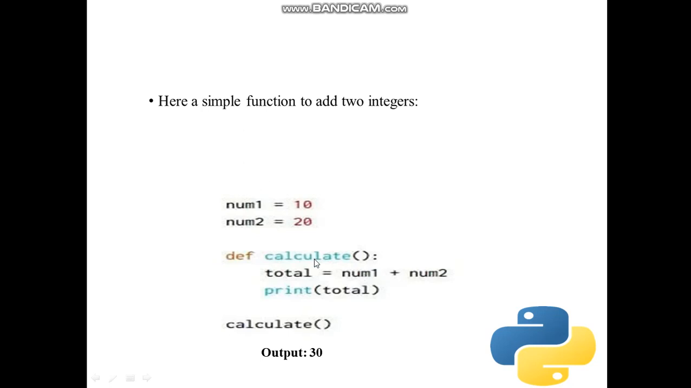Next example is addition of two numbers. For example, I'm taking two numbers. Number 1 is 10, number 2 is 20. And my function is def calculate. Then I will write total equals num1 plus num2 and print total. So it will give me output 30. You can also pass the parameters here in the calculate function and you can directly call the function.